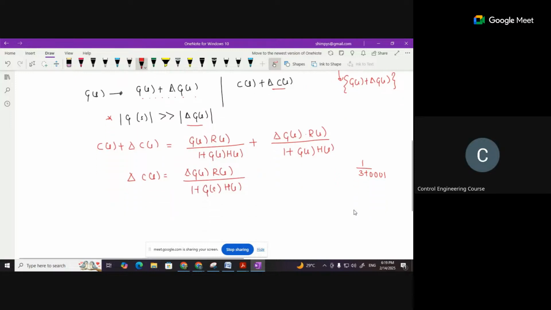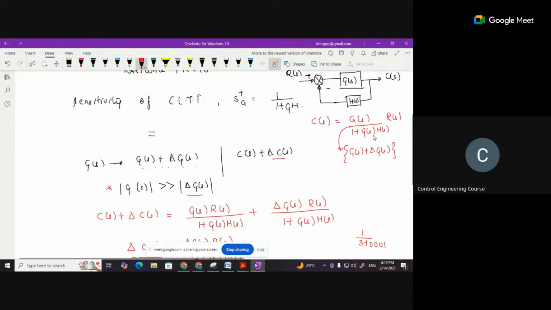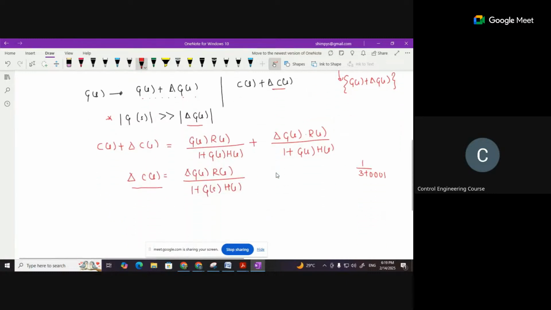So that's why we can neglect it here. Okay, so here if we see the change in the output due to this change in our gain, we'll get this. Now recalling the transfer function which we have written here, and this is what we have obtained here.